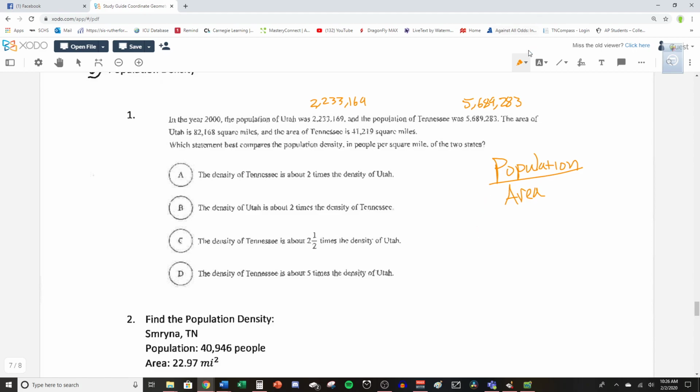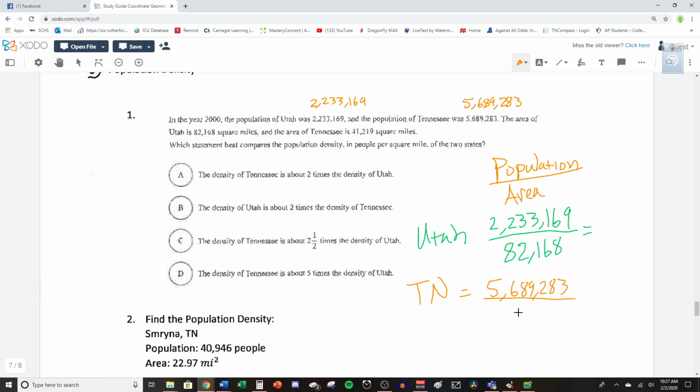Well, what we want to do is go ahead and calculate those. So I'm going to say Utah is 2,233,169 divided by its area, which is 82,168. We'll get a value for that. Let's do Tennessee, which I'm going to do orange for Tennessee, obviously. So TN is going to be 5,689,283 over our area, which is 41,219.